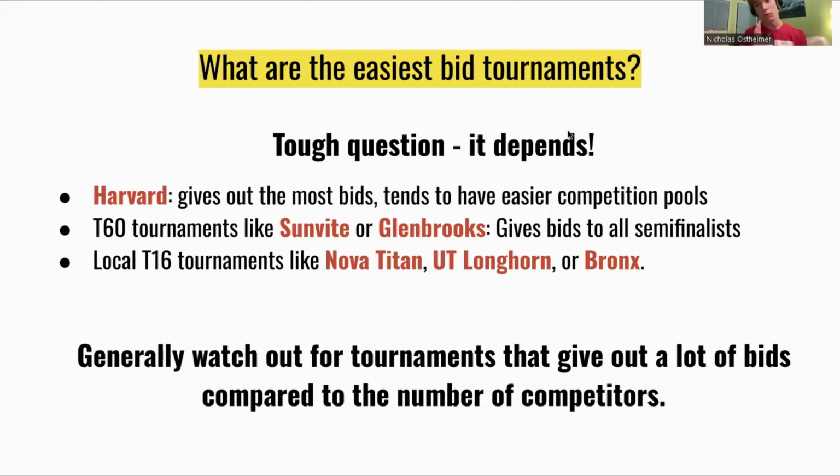Now, this gets a lot more dependent on your geography because there are a lot of local top 16 tournaments like Nova Titan in South Florida, UT Longhorn in Texas, or the Bronx Invitational in New York, where relatively speaking, it could be a lot easier to qualify and get your bid. For example, at Nova Titan, there may have been 50 competitors, but at Bronx there were 22. They're at the same rank. They give out the same number of bids. It is comparatively easier to qualify at the Bronx Invitational if you're from New York than at Nova Titan if you're from Florida. So there's a lot of bid tournaments.